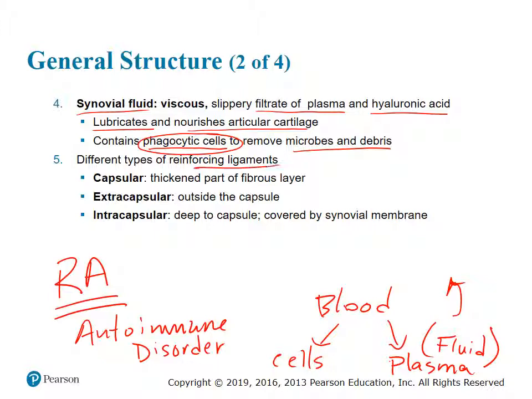There are different ligaments that hold a synovial joint together. Here are the three ligaments: a capsular ligament, extracapsular ligament, intracapsular ligament.